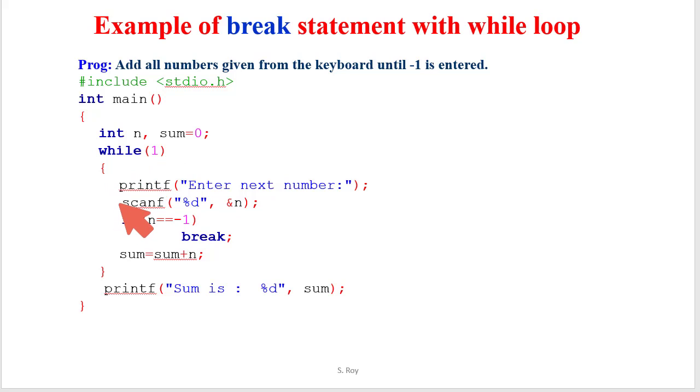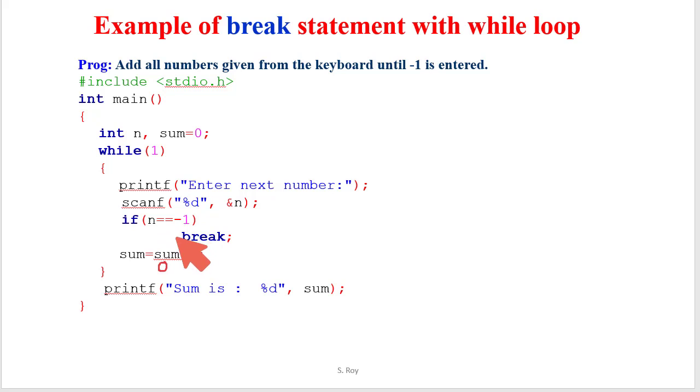It enters into the while block. In this statement, the program expects data from the keyboard. When we enter the data from the keyboard, it will be stored into the variable n. If that data is not equal to -1, this break statement will not be executed. That data will be added with the variable sum, where the initial value of sum is 0. After execution, it will return to check the while condition again. It will enter into the while block, and this will continue until n is equal to -1.